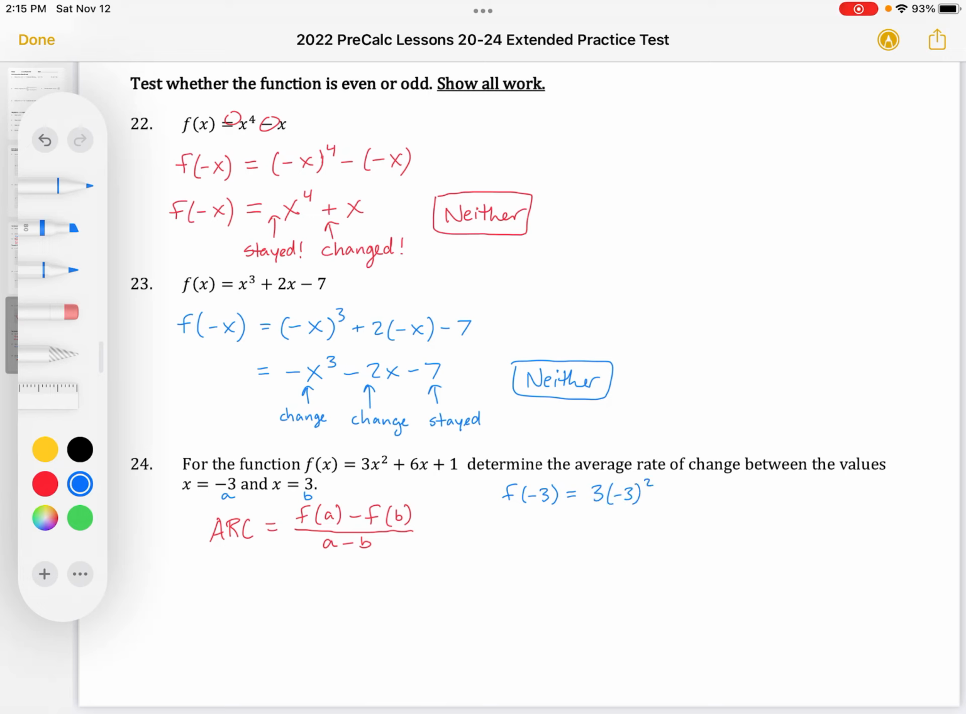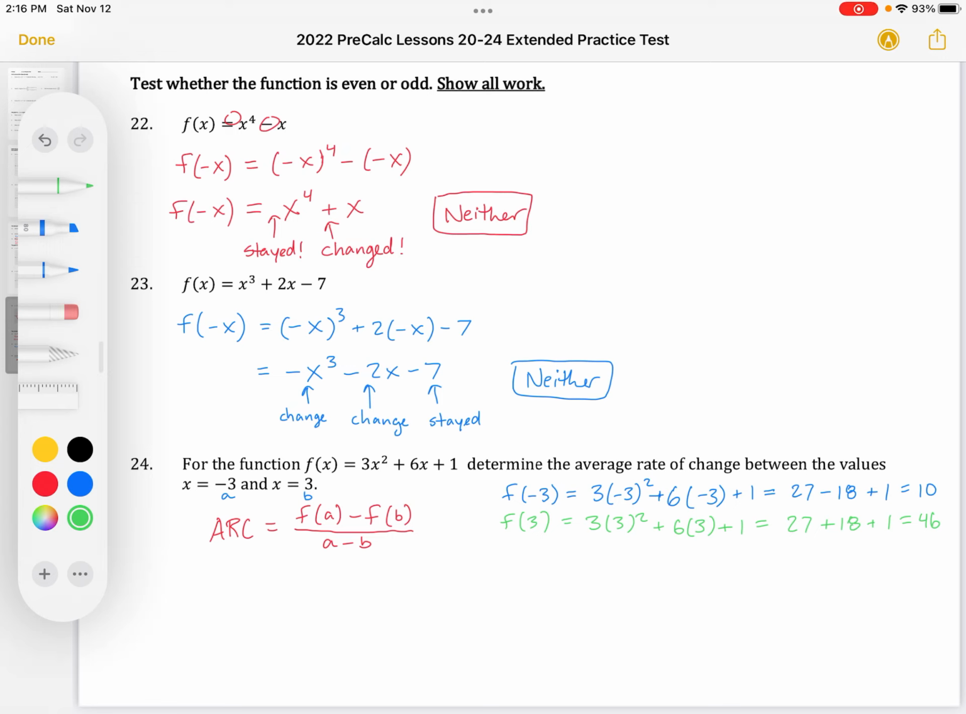So if I plug -3 into this function, we'll just see what that ends up equaling. So I end up with 3 times 9 is 27 minus 18 plus 1. So 27 minus 18 is 9, 9 plus 1 is 10. All right, and then f of 3, we'll just plug 3 in for x and see what that gives us. So we end up with 27 for that first term again, but then it's plus 18 plus 1. So 27 plus 18 is 45, plus 1 is 46.